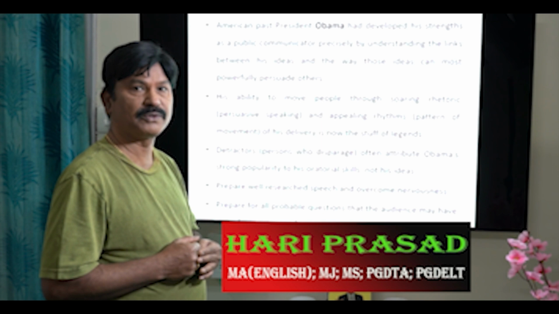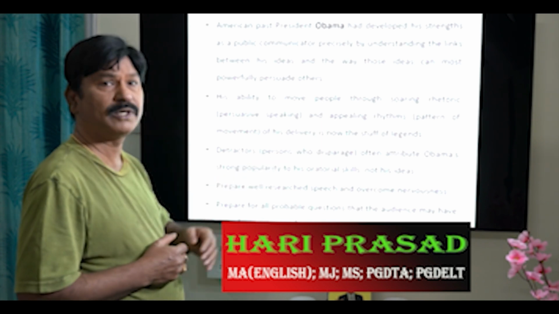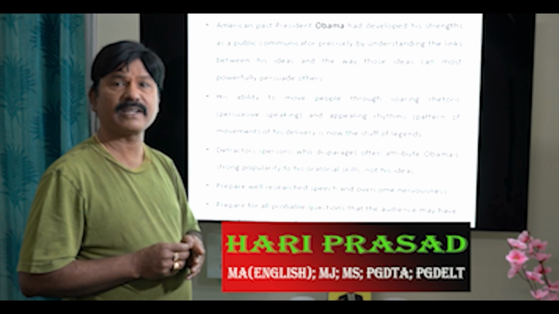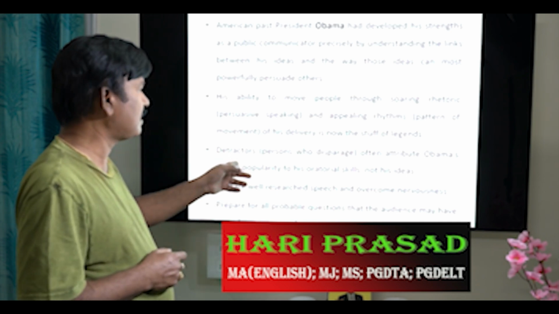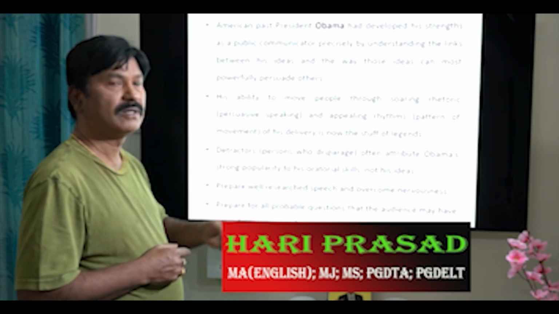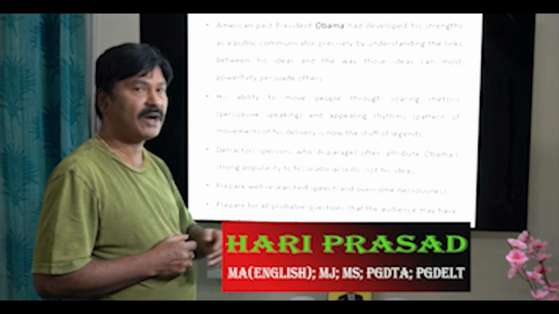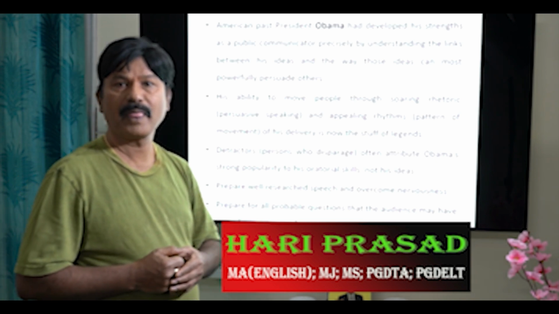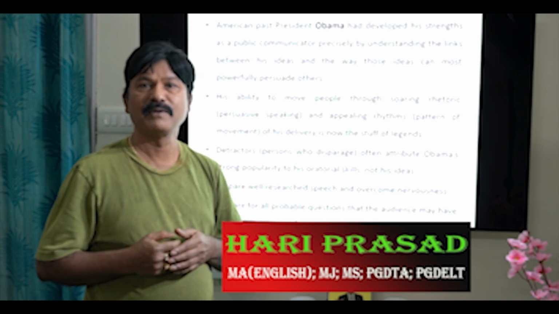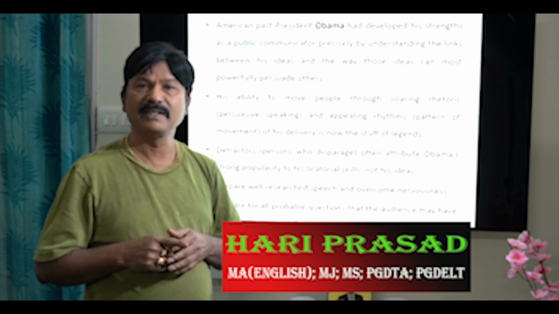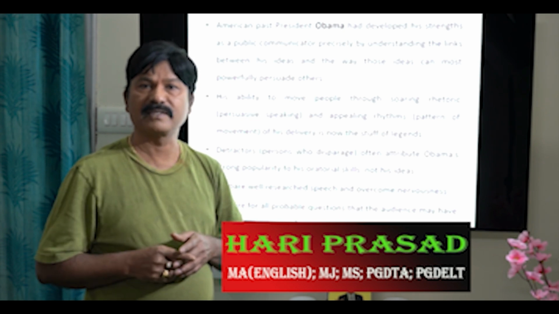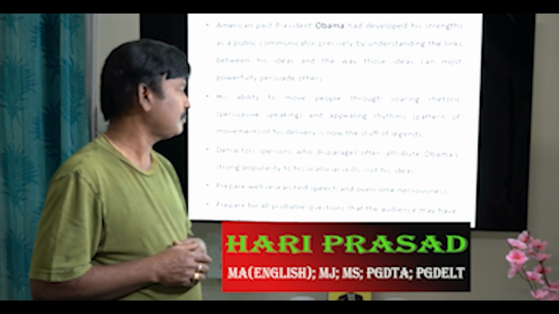Detractors often attribute, detractors are persons who disparage. The disparaging persons are known as detractors, his enemies. Detractors attribute Obama's strong popularity to his oratorical skills, not his ideas. Either you must have ideas or oratorical skills. So detractors say that his success is from his oratorical skills, not from his ideas.